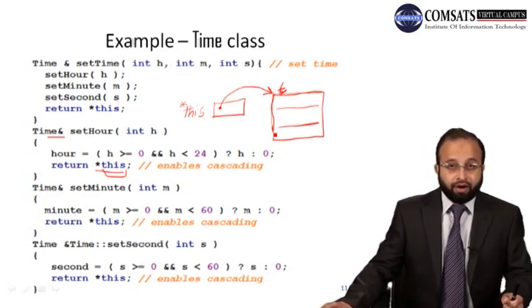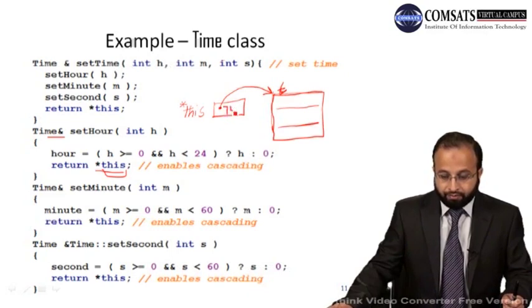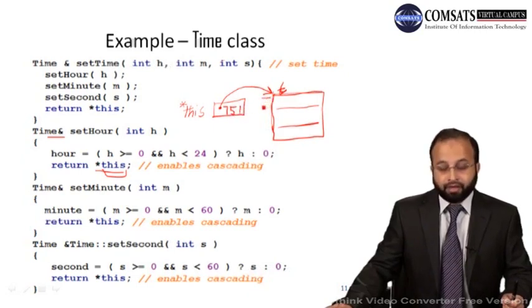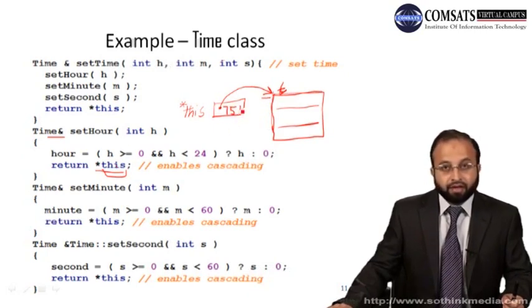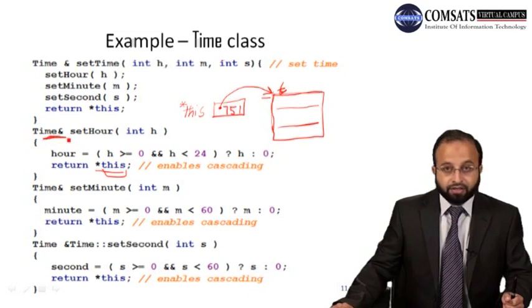What if we write it with static or without static? Without static, for example, if this address is 751, the address of this memory location, then if I return this, I am returning a pointer, and the reference of this pointer is returned. So that is an incompatible return type, right? Because this is a pointer, and here you are saying that you are returning a reference, right?